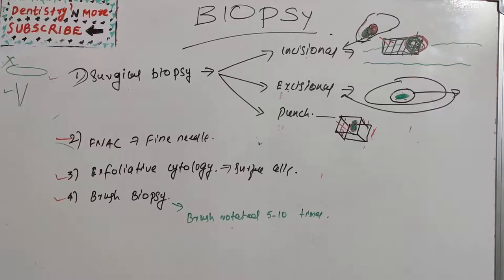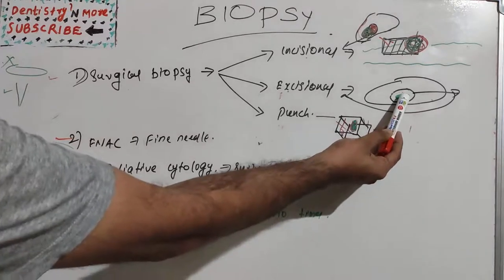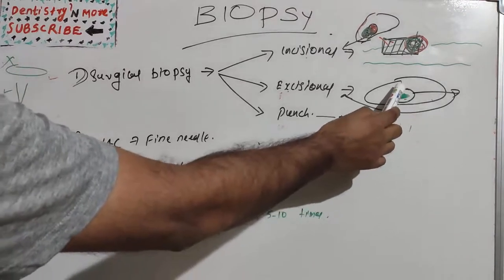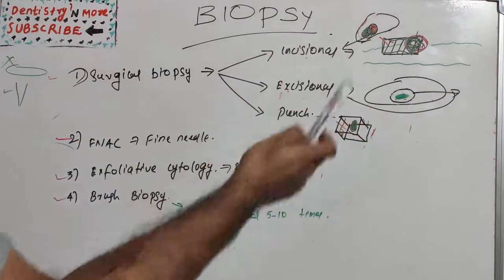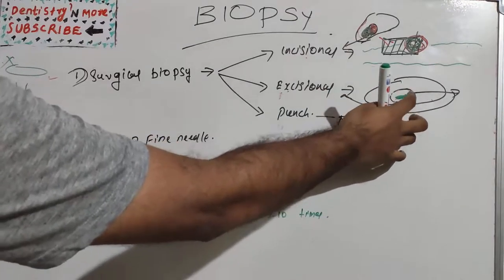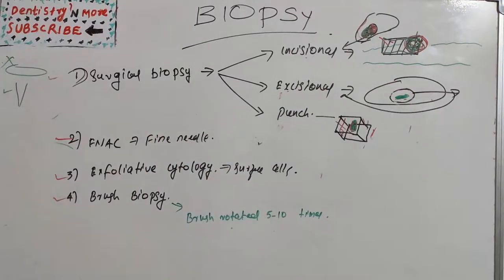So that was about incisional biopsy. Excisional biopsy implies a complete removal of the lesion. If this green is the lesion, we take a specimen with surrounding normal tissue and the complete lesion. So it is a biopsy which involves the complete removal of the lesion.